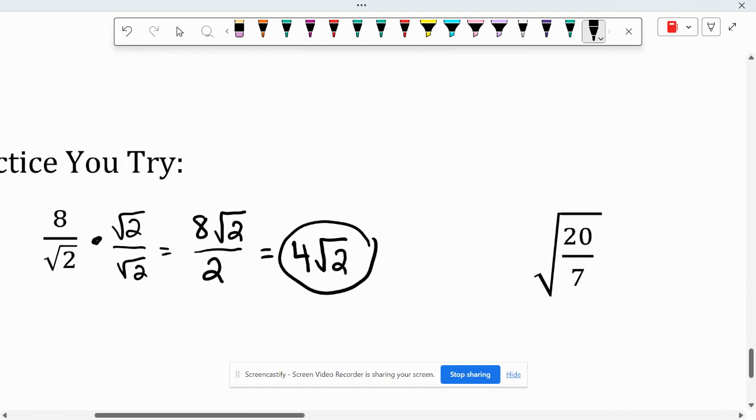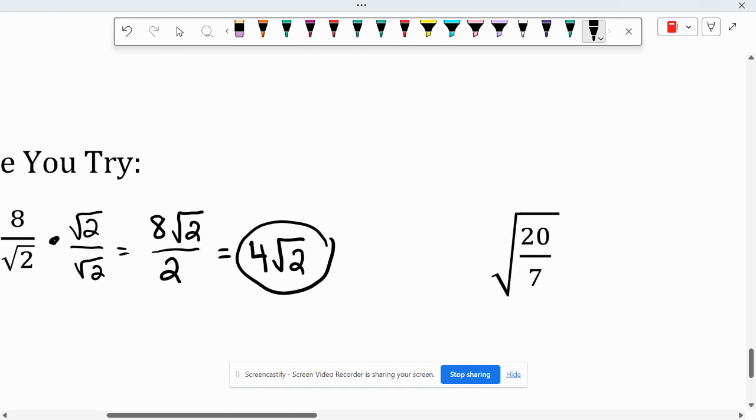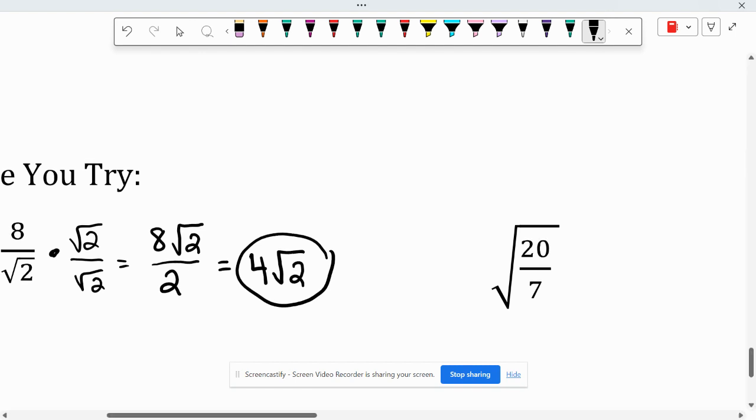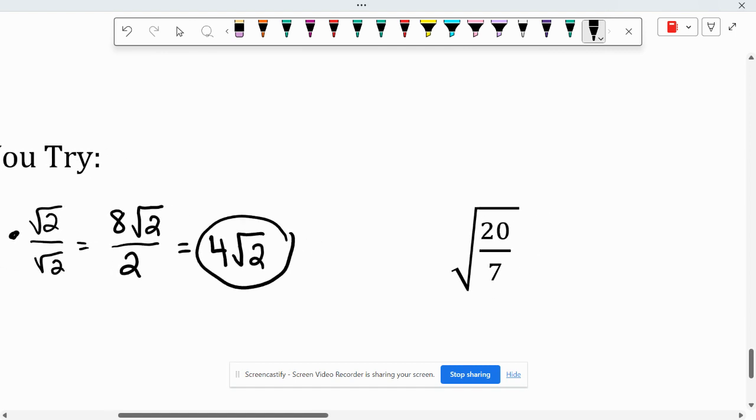What about this next one? What did we do up top when we had a fraction? What did we do first? We rewrote it as a radical over a radical. So what am I putting in the numerator? 20. And what am I putting in the denominator? Okay.